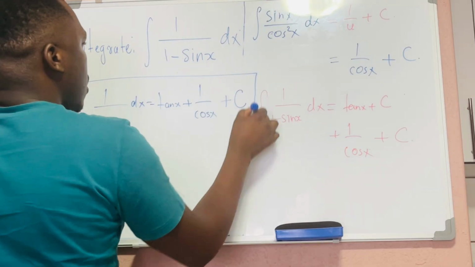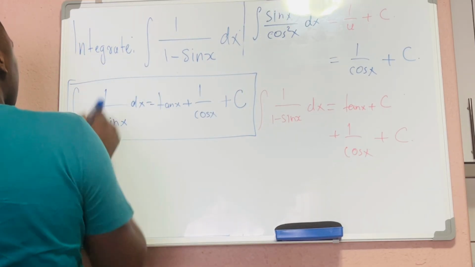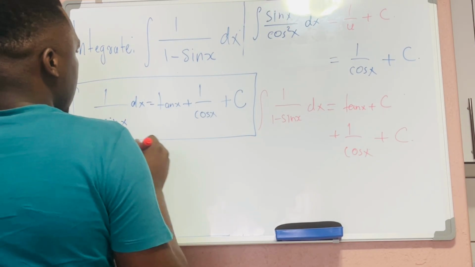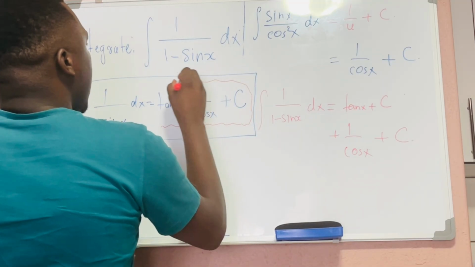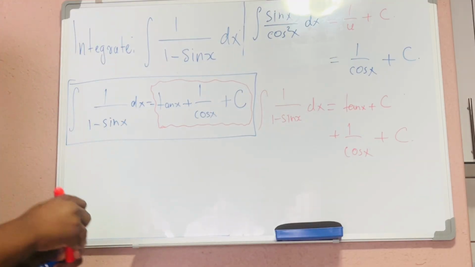So this becomes the antiderivative of our integral. All right, so this is what we have.